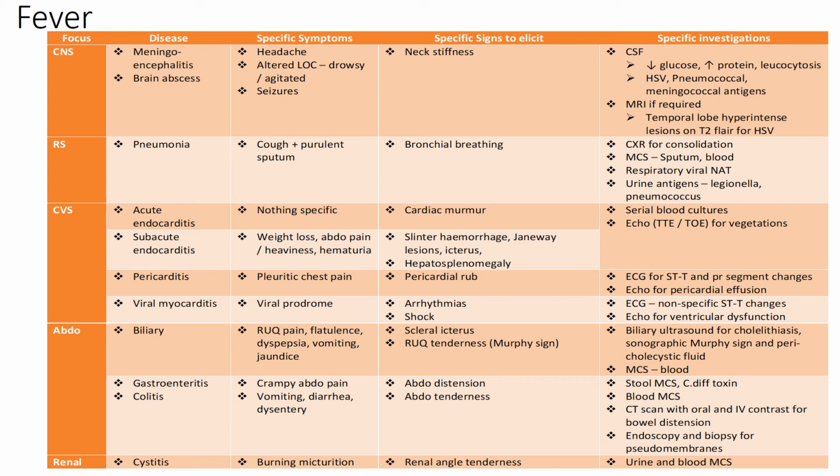Gastroenteritis, colitis and all that from the gut. Okay, they'll have various different gut symptoms, diarrhea, dysentery and so on. You look for abdominal distension, you palpate for distension, tenderness and all that, and you do, apart from blood culture, what is the specific body fluid here? Feces. Okay, and you look not just for bacteria, so microscopy and culture, but also for C. diff toxin for these patients.